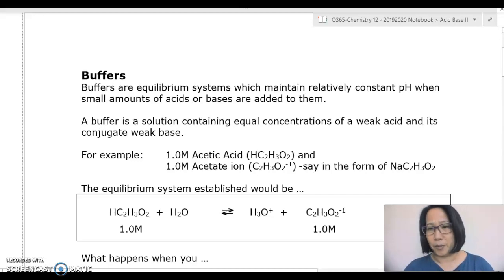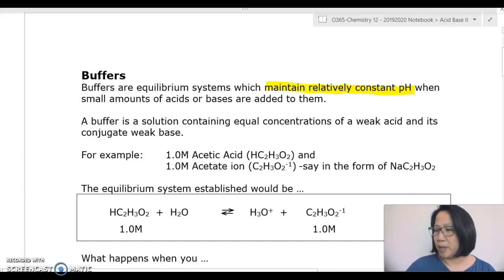A buffer is an equilibrium system. So a little bit later on, you'll see me talk about Le Chatelier again. Oh yeah, equilibrium, Le Chatelier. And the job of a buffer is that it's a solution that helps us to maintain relatively constant pH. So whatever that pH is, and it could be at 7, it could be at 5, it could be at 10, we want to have the solution remain constant, even if we are adding small amounts of an acid or a base. We would like that system to remain constant in pH.